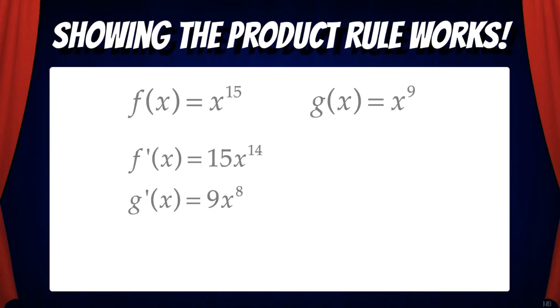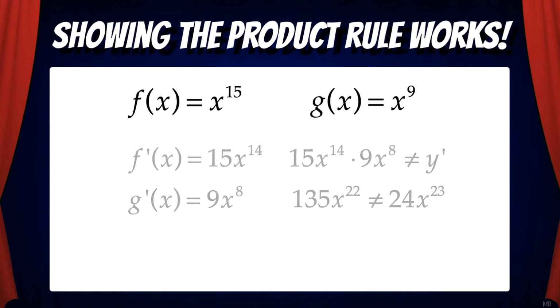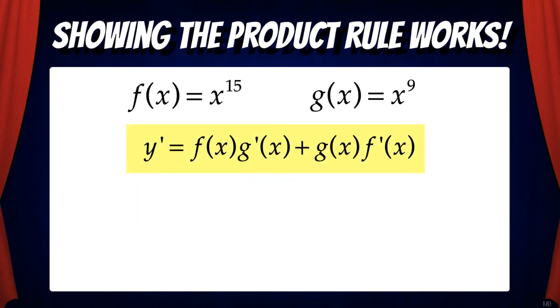If we take the derivative of f of x and g of x and multiply those derivatives together, we can see that this would not equal 24x to the 23rd, which is the derivative of our original y function. The derivative of f is 15x to the 14th, and the derivative of g is 9x to the 8th. Multiplied together, those do not equal 24x to the 23rd. This is super wrong. But if we apply the product rule, left d right plus right d left, we'll get the correct answer. Let's take a look.